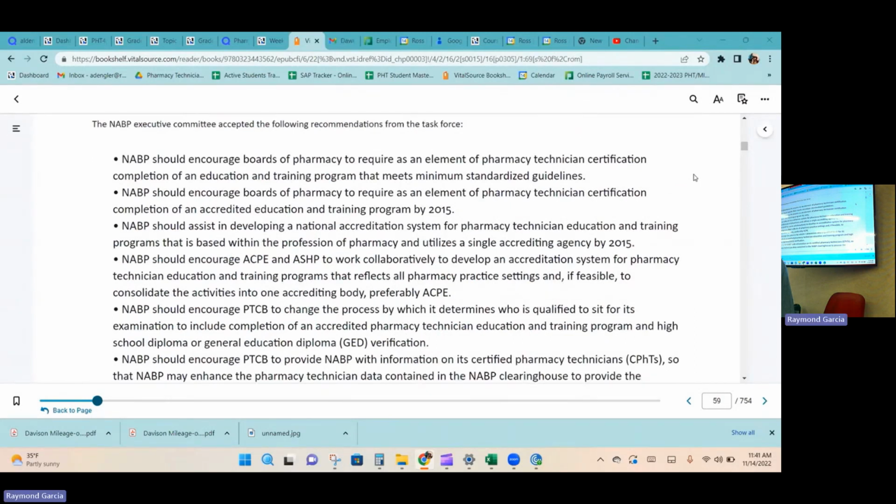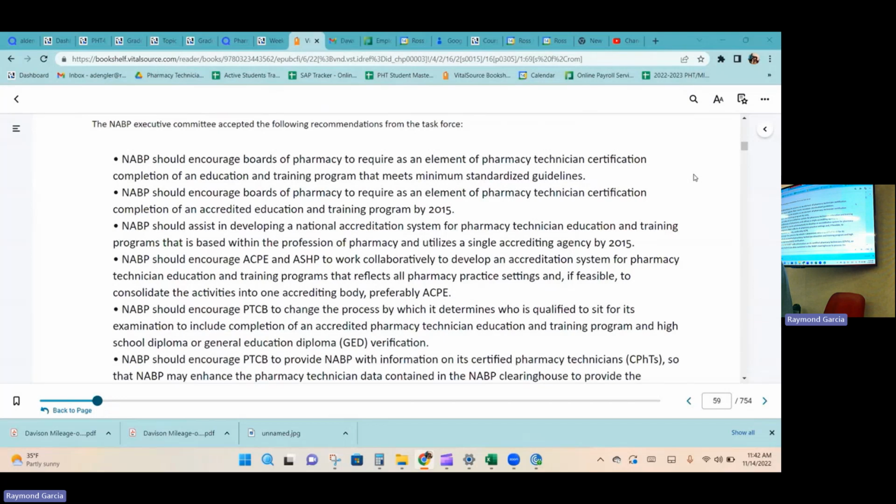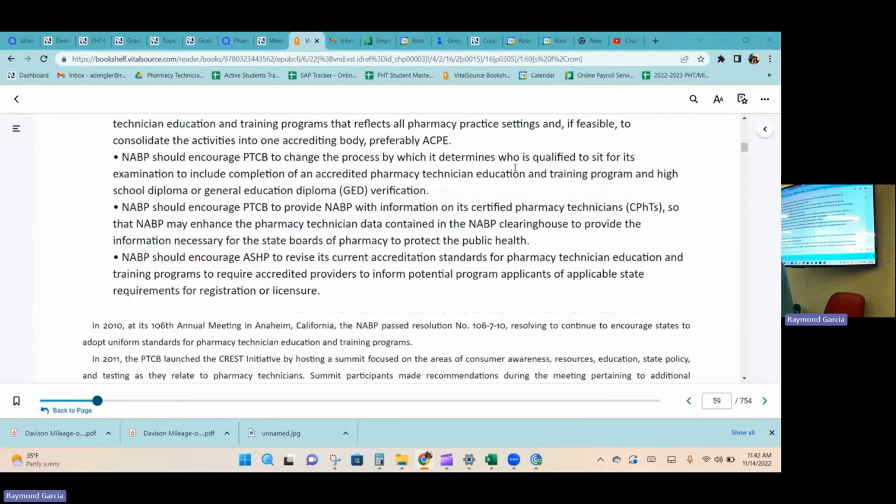The NABP Executive Committee accepted the following recommendations from the task force. The NABP should encourage boards of pharmacy to require, as an element of pharmacy technician certification, completion of an education and training program that meets minimum standardized guidelines. That's what you are taking right now. They should encourage boards of pharmacy to require, as an element of pharmacy technician certification, completion of an accredited education and training program by 2015. And there's some more that you can read about. Quite a bit.